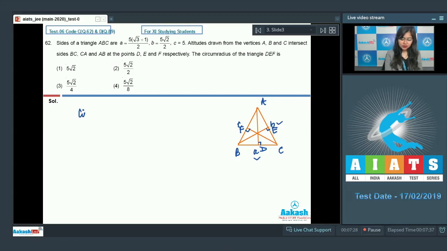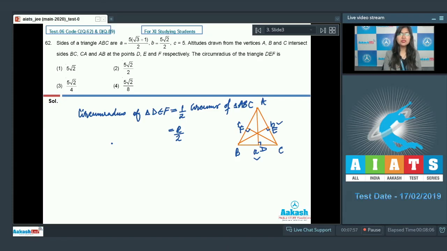So, circumradius of triangle DEF will be equal to half times circumradius of triangle ABC. Now, let us say circumradius of triangle ABC is R. So, this is equal to R by 2. Now, in triangle ABC, we know that A upon sin A is equal to B upon sin B is equal to C upon sin C is equal to 2R by sine rule. So, if I find the value of angle C, then I can find the value of circumradius R, because this is known to us.